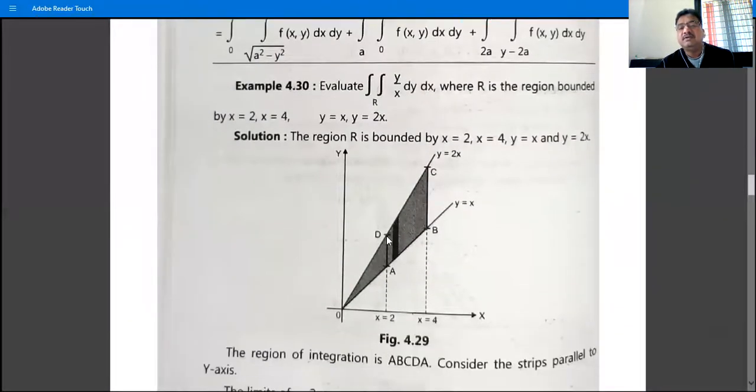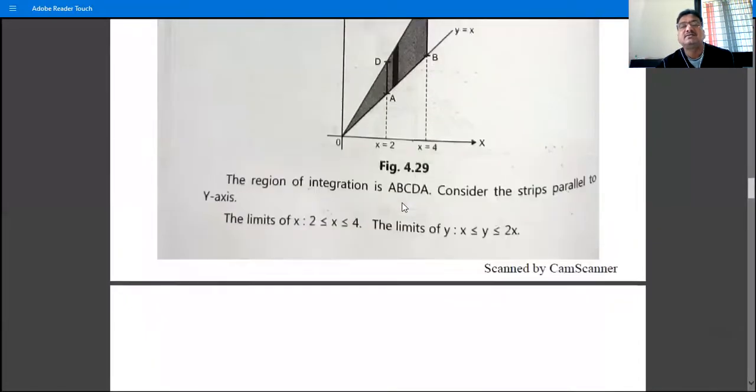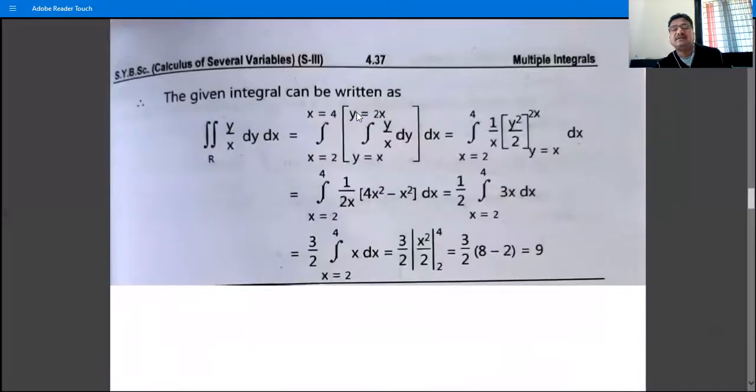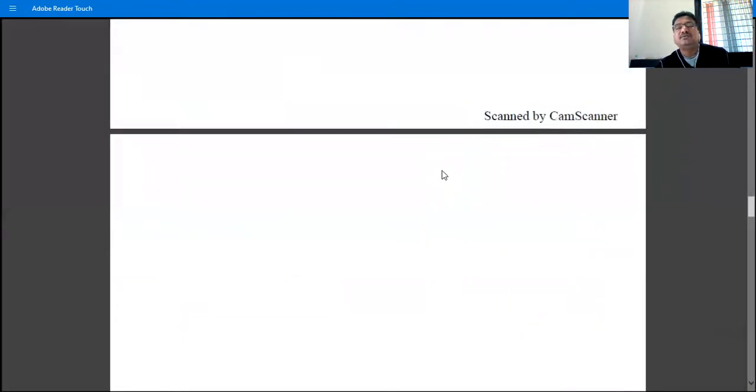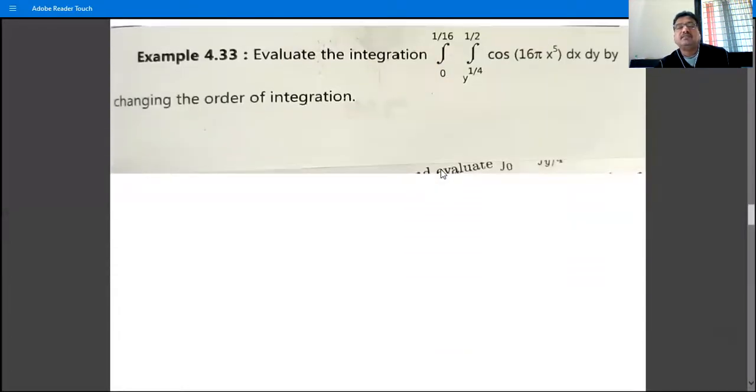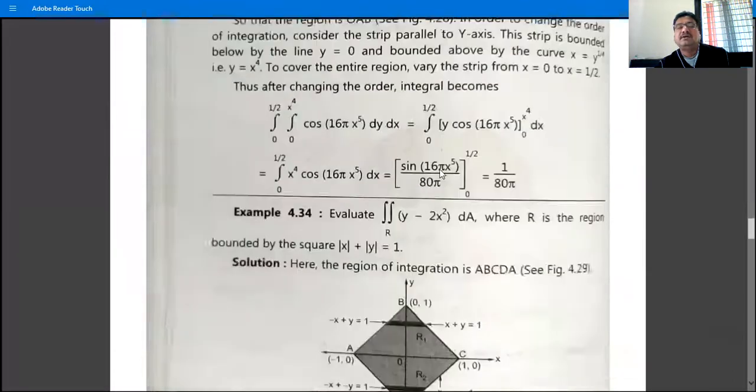But if you integrate with respect to x, then we divide this region into two parts, R1 and R2, and then write this integration as the sum of the double integration over R1 plus the double integration over R2. So these problems are already observed.